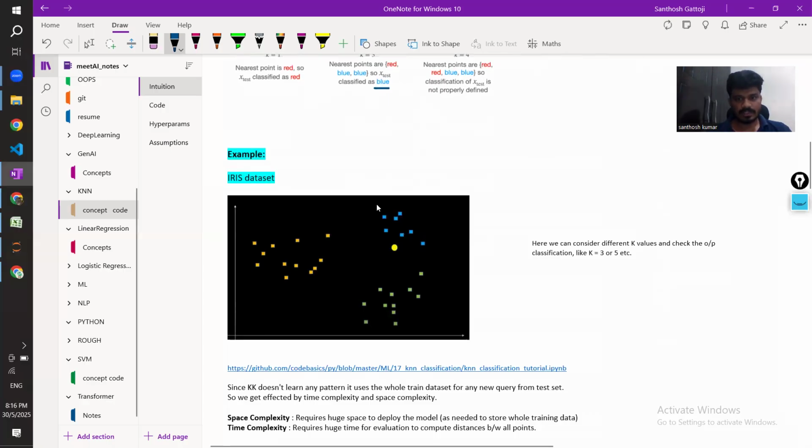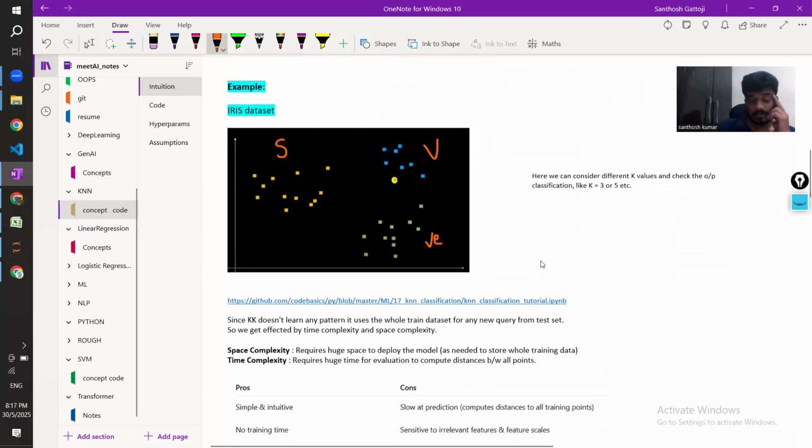In the Iris dataset, just to give a practical example, let's say you have 3 classes: Setosa, Virginica, and Versicolor. You are plotting all these data points. Now, given a new data point, if it is plotting here, you can do it with k equal to 3, 5, 7, 11, 13, anything. We will see that example, but before that, a few theory points we need to consider.